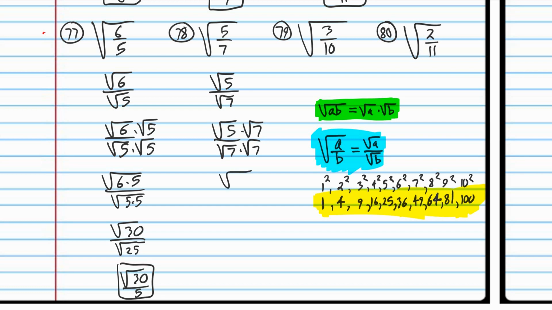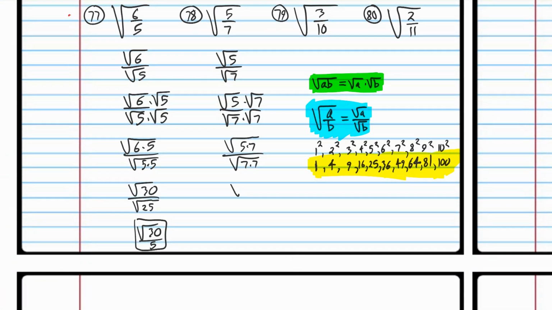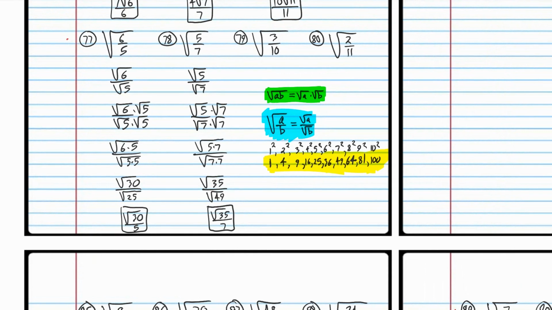And we get root 5 times 7 using the green equation, and root 7 times 7, again using the green equation. And then root 35 over root 7 times 7. 7 times 7 is 49. Root 35. Root 49 is 7, so root 35 over 7.